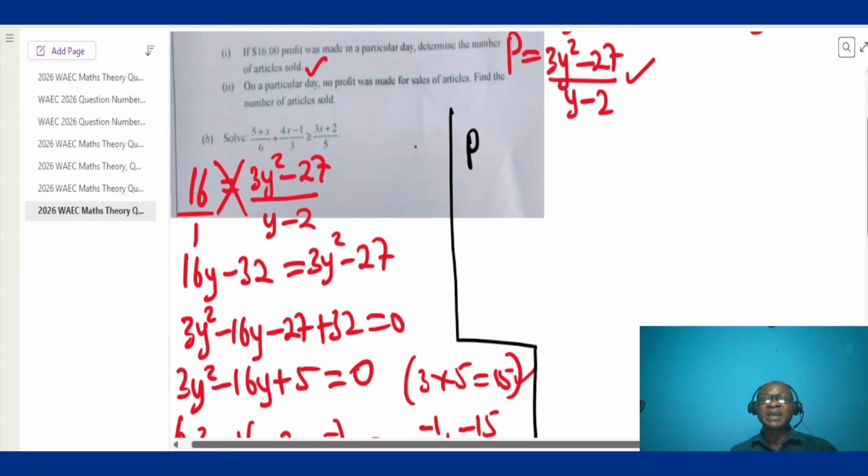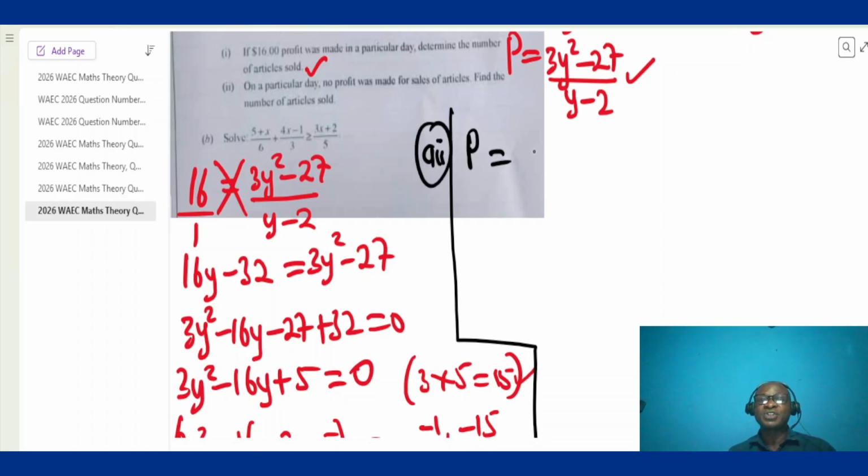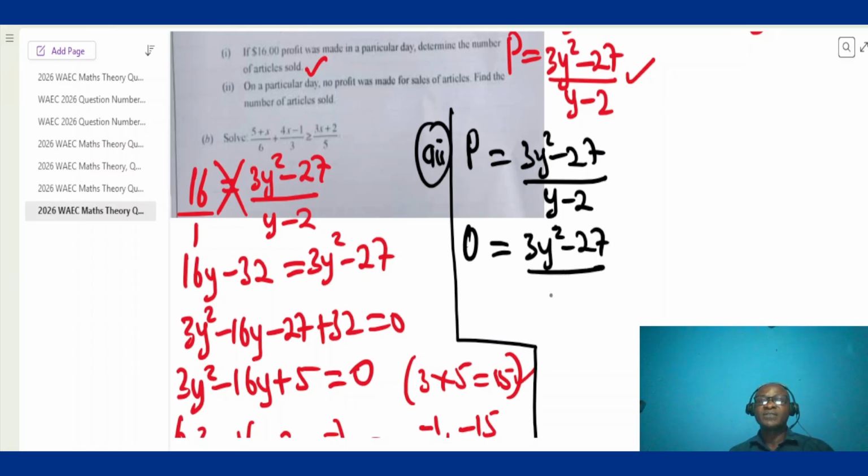We are using the formula, that is, I am in question 11A(ii) now, okay? We are using the formula profit equals 3y squared minus 27 divided by y minus 2. Now, when there is no profit, remember before, I made P to be 16 in order to find y. Now, P will be 0 because there is no profit made, equal to 3y squared minus 27 divided by y minus 2.